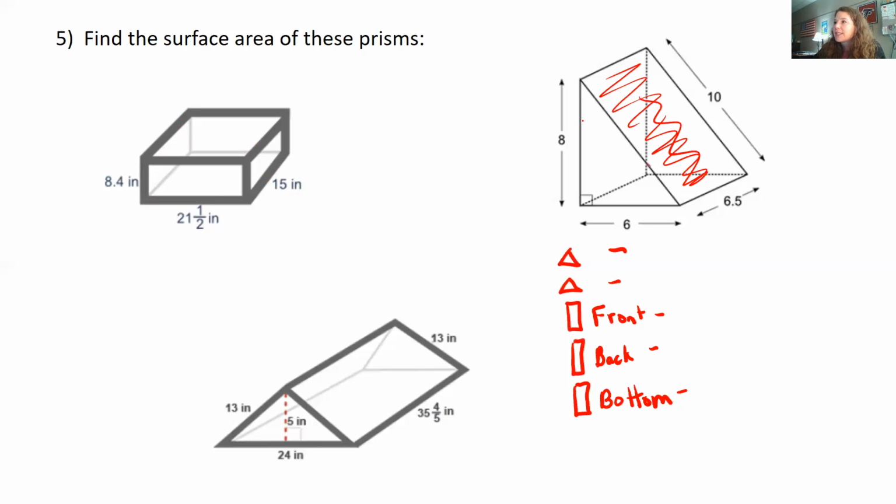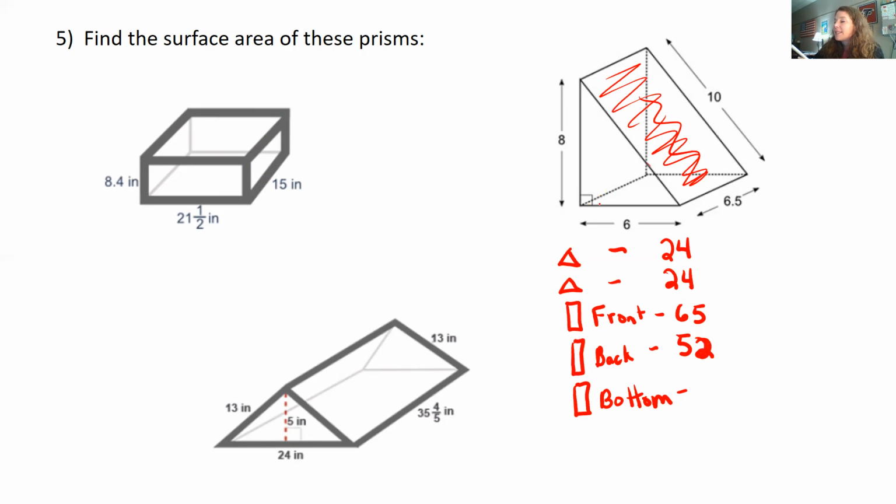All right, so my triangle is an 8 by 6. To find the area of a triangle, I multiply 8 times 6, which is 48, but it's a triangle so then I have to half it. So each triangle has an area of 24 units squared. The front is a 6.5 by 10. So 6.5 times 10 is 65. Now the back is an 8 by 6.5, which is 52.